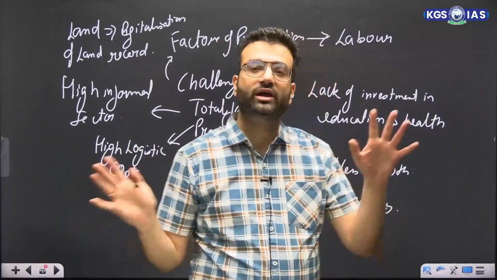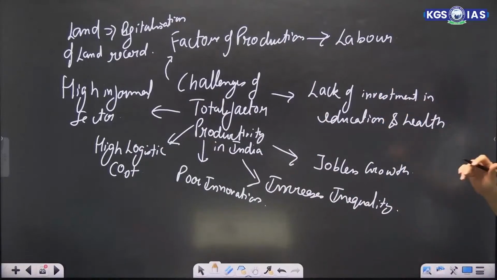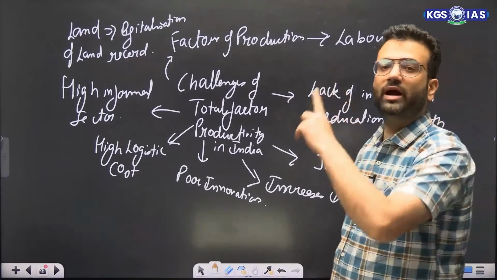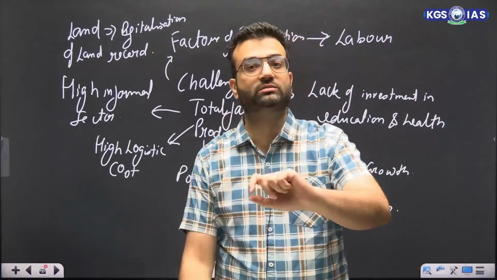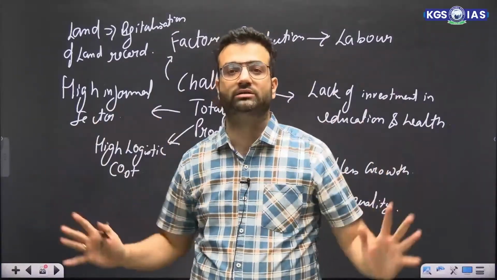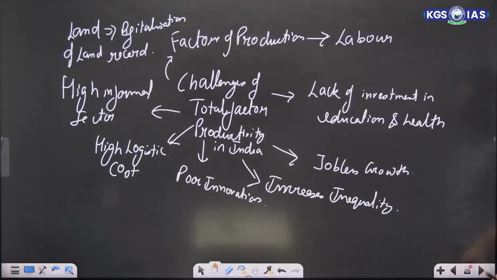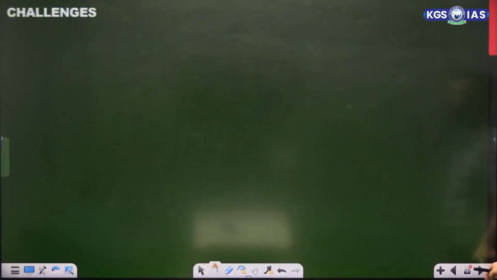So we need to take care of these small issues, and focus on the large impact of these. Although these small issues look small, their impact on the economy is huge, humongous. So we need to focus on total factor productivity. Okay. So friends, I hope it has been clear to you all.